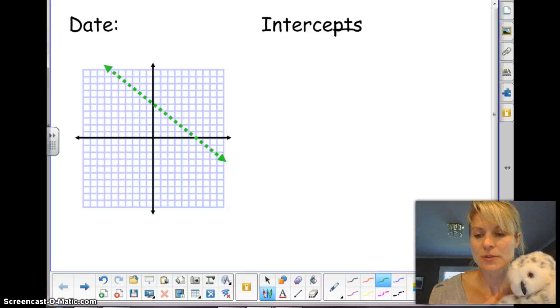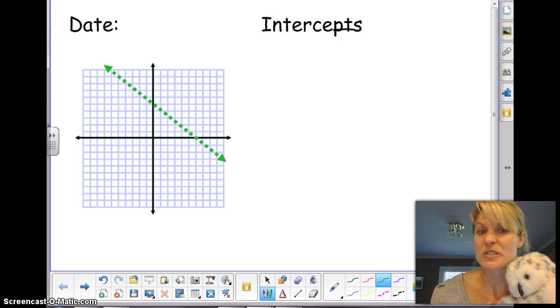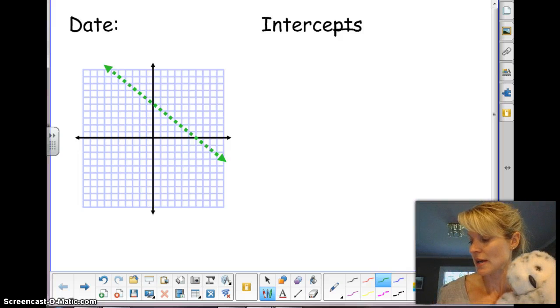Okay, so tonight we're going to do a little review on intercepts and slope-intercept form. A lot of the math that we're going to do next week assumes that you understand linear functions and how to graph them. And I find every year I need to review that just a little bit. Okay, so put the date at the top.